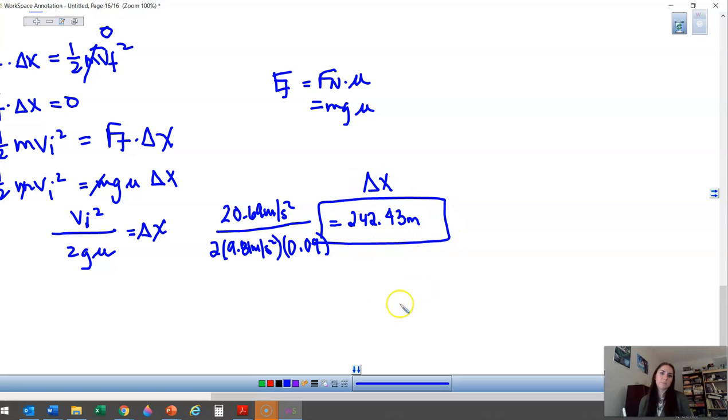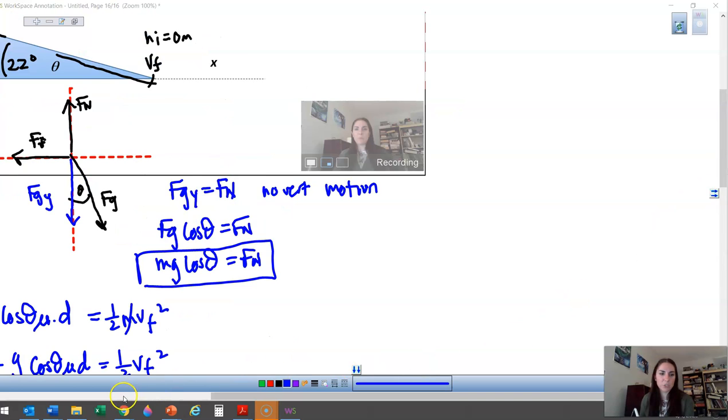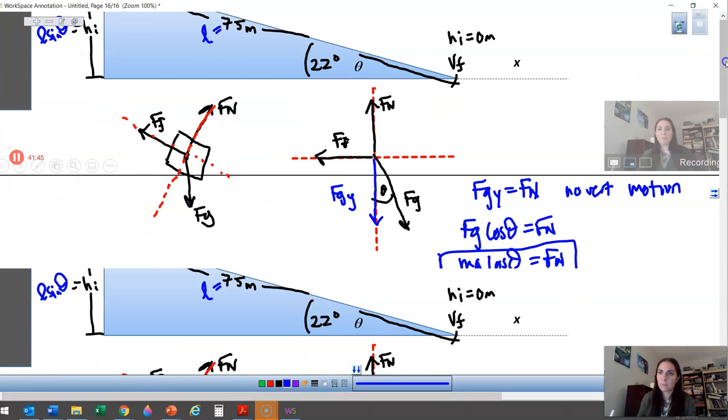It goes pretty far. It doesn't have a lot of coefficient of friction, so I think it's going to glide forever, which seems like it's a far distance. But that's our delta x right there. So yeah, things get more complicated when you add friction. True story.